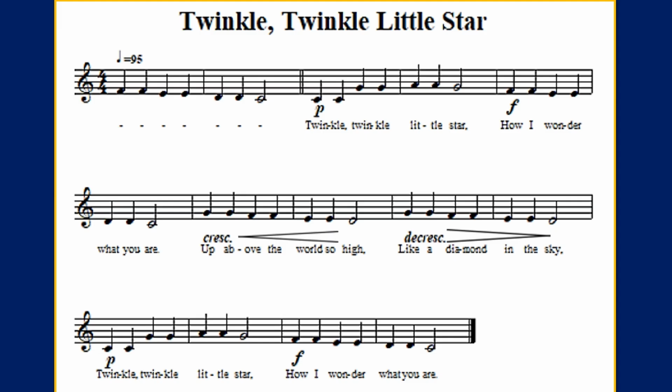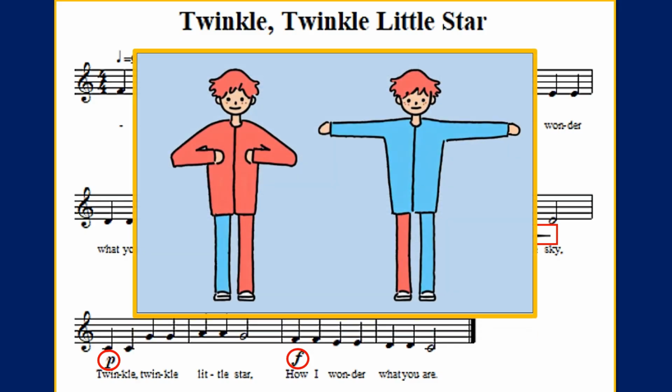Now, let us put what you have learnt into practice. You all know the song Twinkle, Twinkle Little Star. Look at the instructions for the dynamics on the music score. Listen to the music. Listen for the changes in the loudness wherever the dynamic symbols appear. As you listen to the music, put your hands close to each other when the music is quiet, and stretch your hands out when the music is louder. When you get to the crescendo and decrescendo, move your hands slowly outwards or inwards.